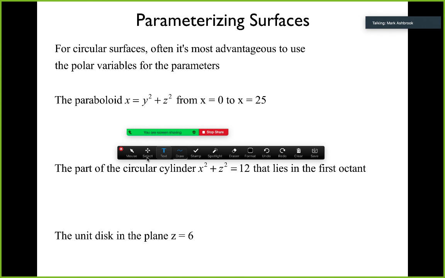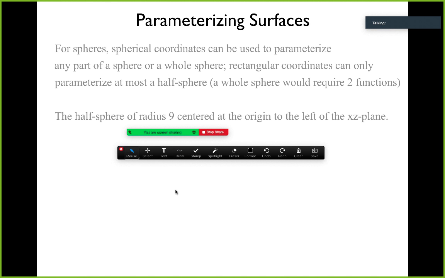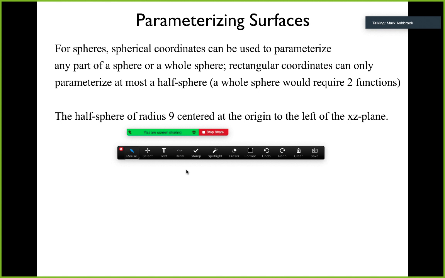All right, one more. So here is for spheres. For spheres, we can use spherical coordinates to parameterize any part or a whole sphere. Rectangular coordinates are only going to be able to parameterize at most a half sphere. You can do it, but then they involve lots of squares and square roots, and it's not aligned, right? Rectangular coordinates are not aligned with spheres. So that's why we have spherical coordinates to keep the expressions simpler.